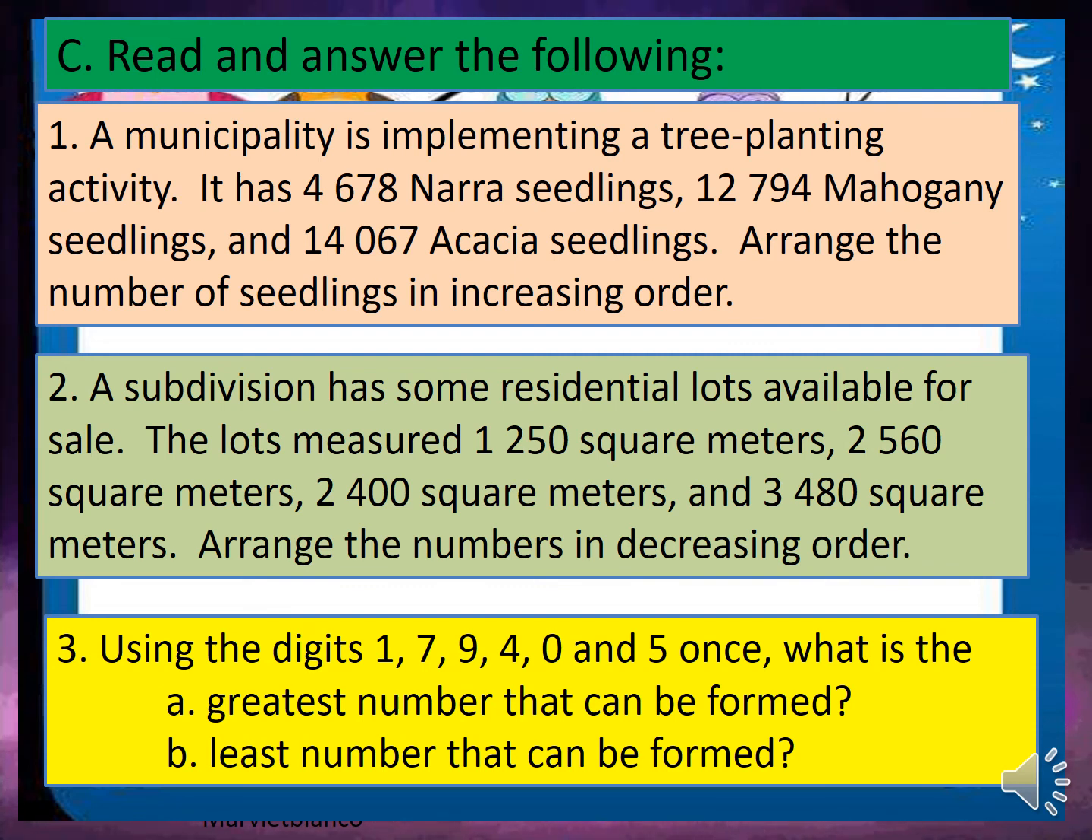2. The subdivision has some residential lots available for sale. The lots measured 1,250 square meters, 2,560 square meters, 2,400 square meters, and 3,480 square meters. Arrange the numbers in decreasing order. 3. Using the digits 1, 7, 9, 4, 0 and 5 ones, what is A, the greatest number that can be formed? B, the least number that can be formed?